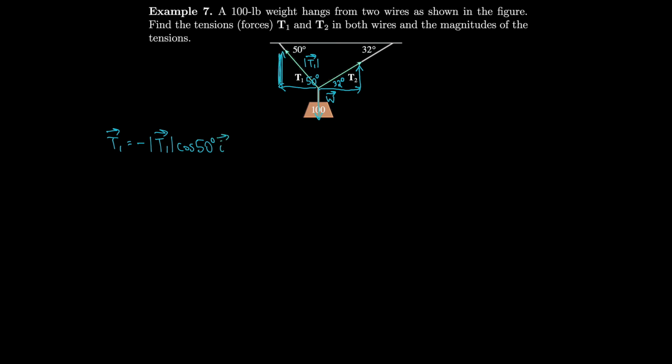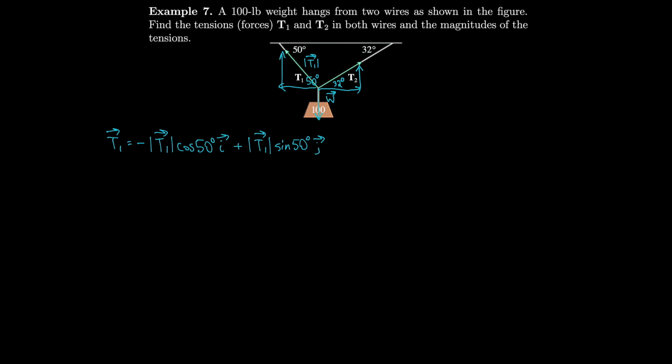Well, how much it's going up, we can use sine. The sine of 50 is equal to this opposite thing divided by the hypotenuse. And it's positive. So that means that it's going up by the length of t1, the hypotenuse, times the sine of 50. So that's our j component. Unfortunately, we have no k because we're just in 2 dimensions.